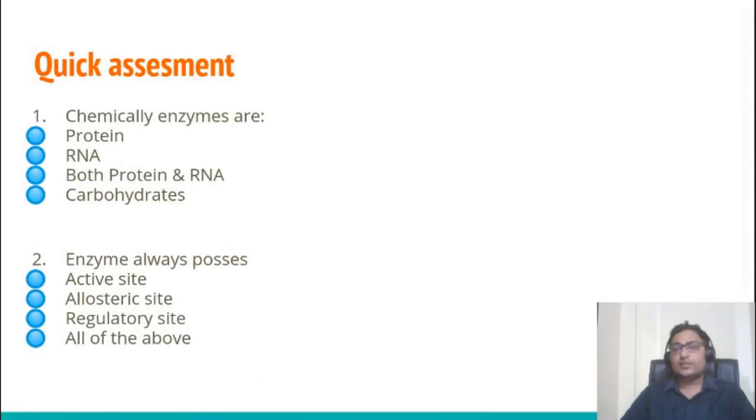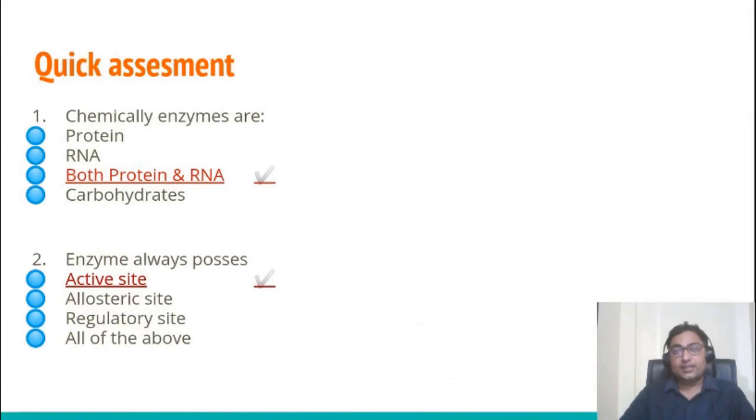Now, let's have a quick assessment. Chemically, enzymes are what? RNA, or protein, or both protein and RNA, or carbohydrates. The second question is whether an enzyme always possesses an active site, an allosteric site, a regulatory site, or all of the above.